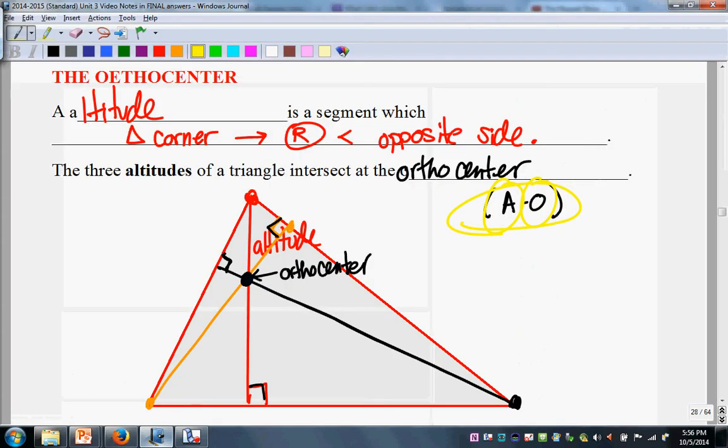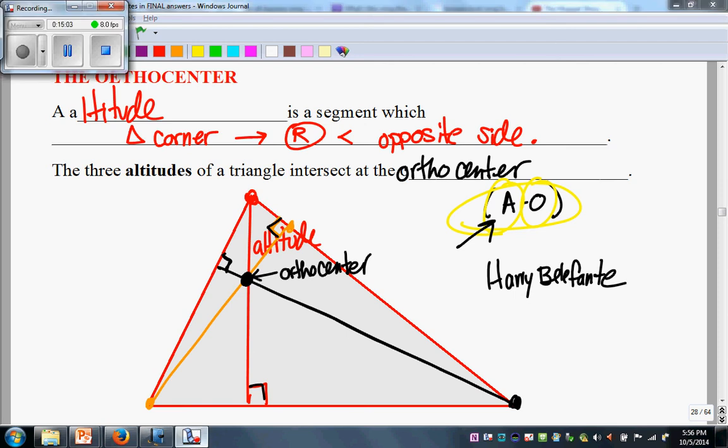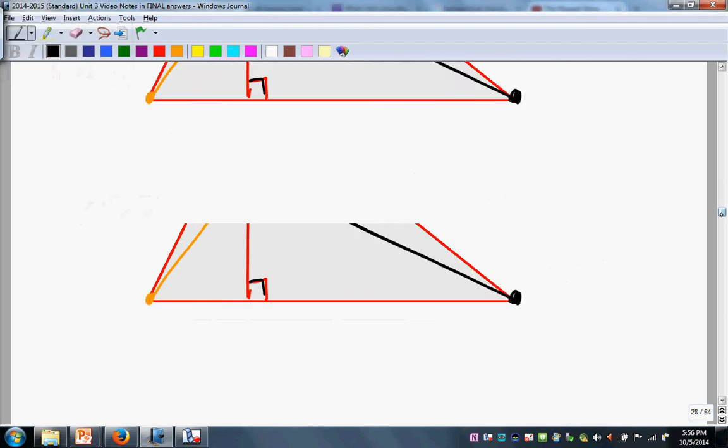If you're curious, that's called the Day-O song by Harry Belafonte. You can look it up. And the song starts with a nice and loud A-O. All that to say altitude and orthocenter. Let's pick up the pace here.